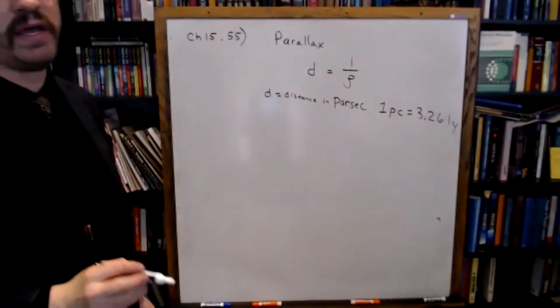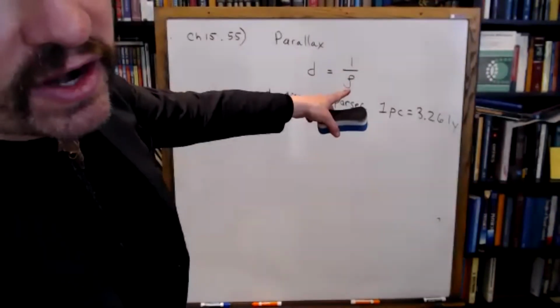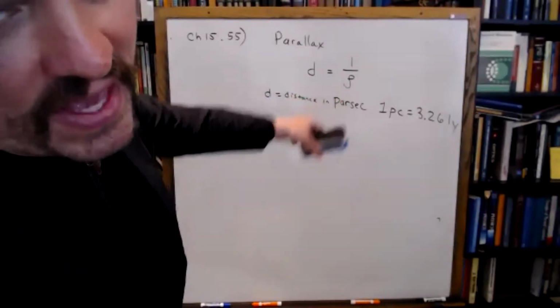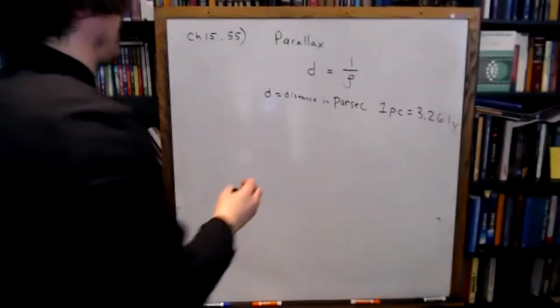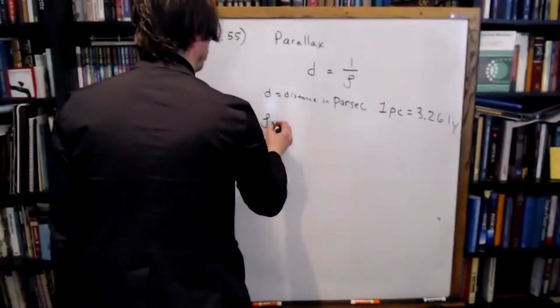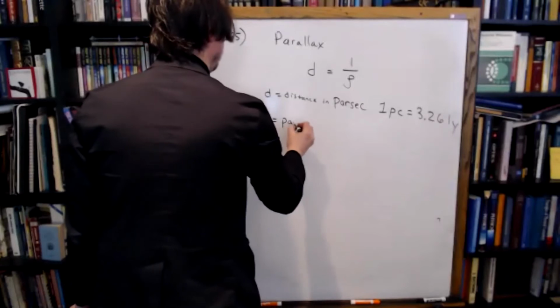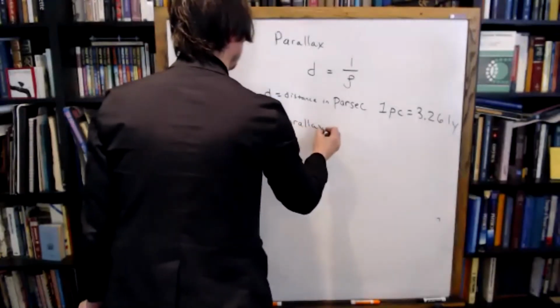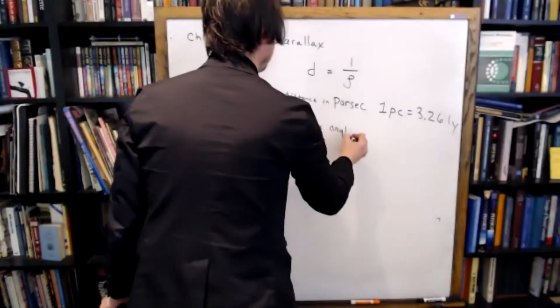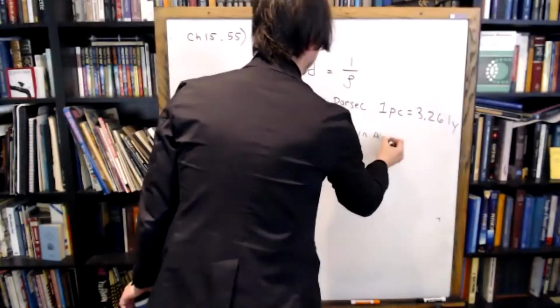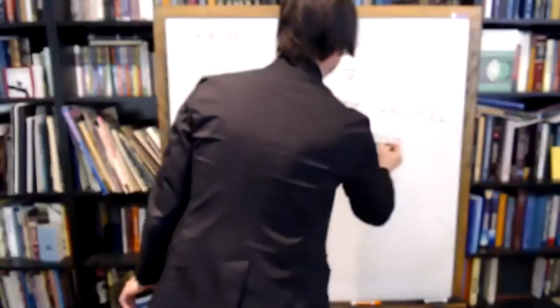Now this letter is a Greek letter called rho, but it kind of looks like a P, so I use it for the parallax angle. Rho is the parallax angle in arc seconds.